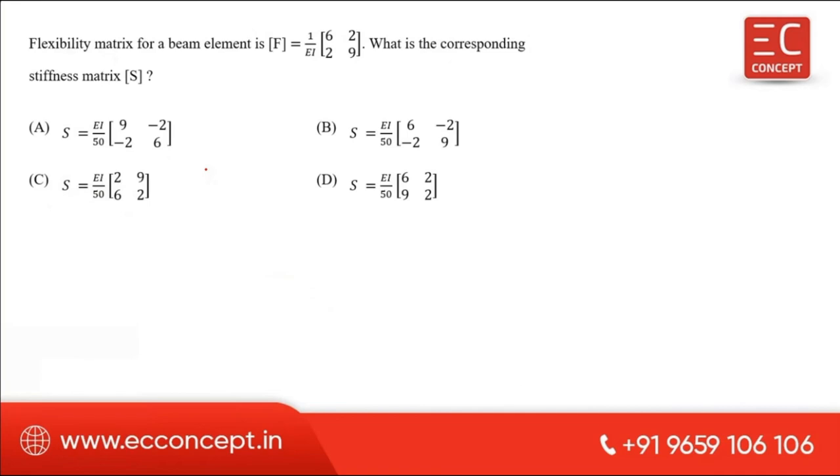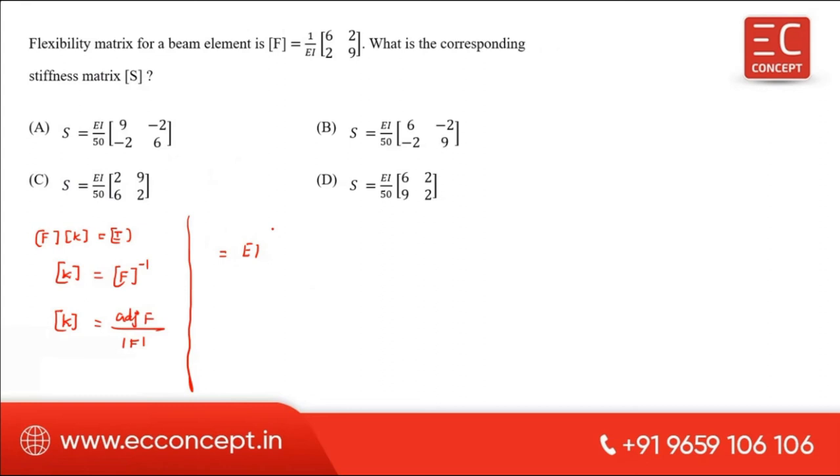Now the flexibility matrix for a beam element F is equal to this. Then what is the corresponding stiffness matrix? We know that flexibility matrix into stiffness matrix is equal to the identity matrix. Therefore, the stiffness matrix they are asking for is equal to the flexibility matrix inverse. So we know that the stiffness matrix is equal to the adjoint of F divided by modulus of F. We can write this as 1 by EA, so the inverse is EA by 1. Adjoint of F is equal to, you have to rearrange this, 9, 6, minus 2, minus 2, the whole divided by the modulus of this matrix, which is equal to 96.